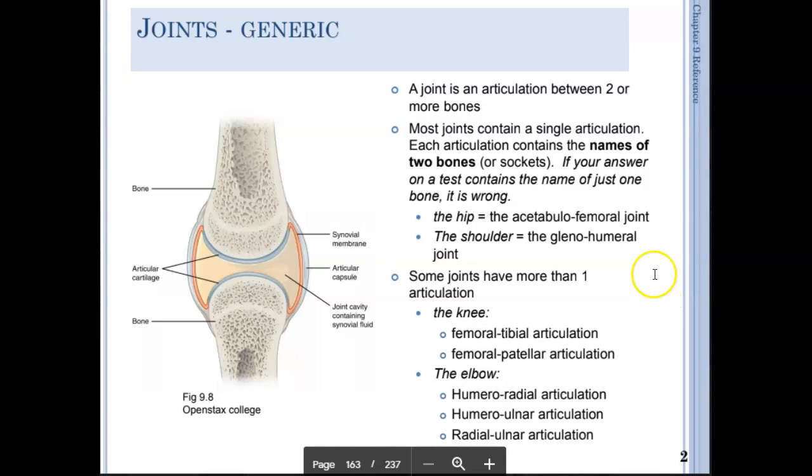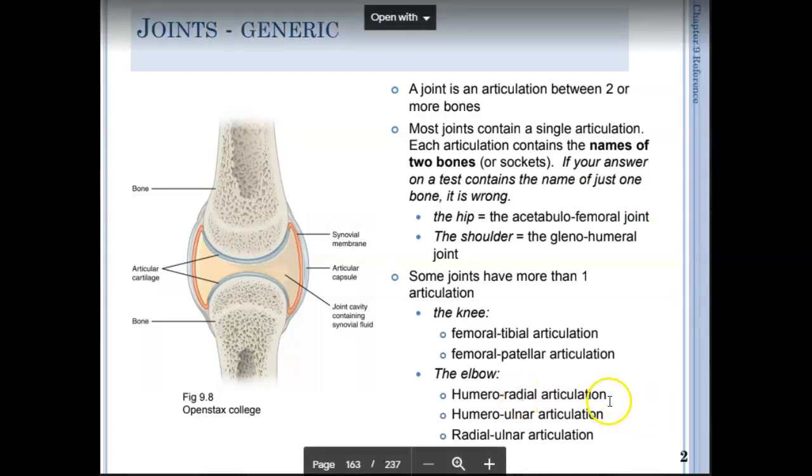So again, a joint is an articulation between two or more bones. Most joints contain a single articulation. Each articulation contains the name of two bones or sockets. So if your answer on a test contains the name of just one bone, it would be wrong. Joints are named for both of the bones that are connected.